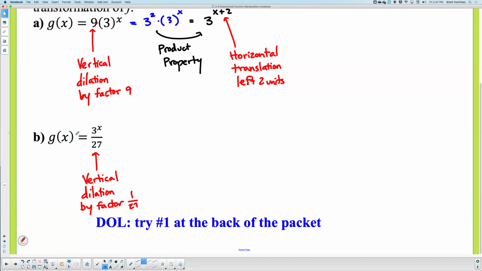Okay, just like before, we're going to rewrite this into a different form, just for good practice. So let's rewrite 27 in terms of a base of 3. How could I rewrite 27 in terms of a base of 3? 3 cubed is 27. 3 times 3 times 3 is 27. Now, that is a property. When you have identical bases being divided, what property can you use? Quotient property. Good. Do you remember what happens? We subtract.